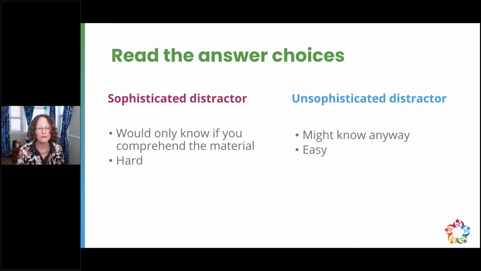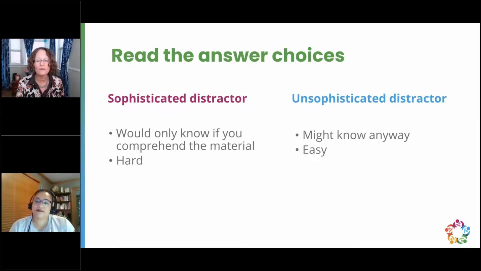So the choices are going to fall into three categories. There's sophisticated distractors and unsophisticated distractors. An unsophisticated distractor is something easy that you might know anyway, or something that's obviously wrong. And of course, there's the correct answer. So there will be three choices to eliminate.